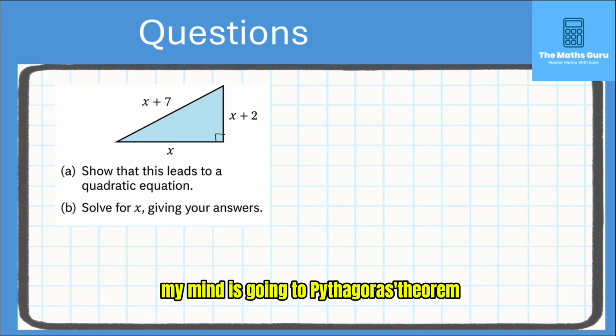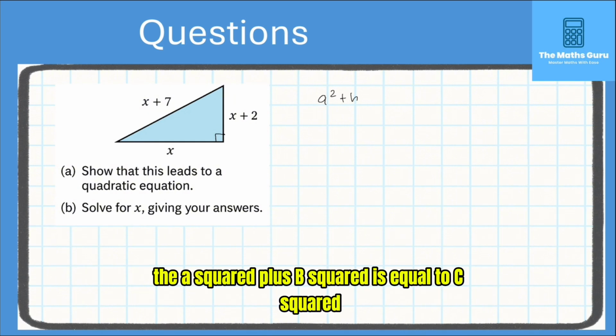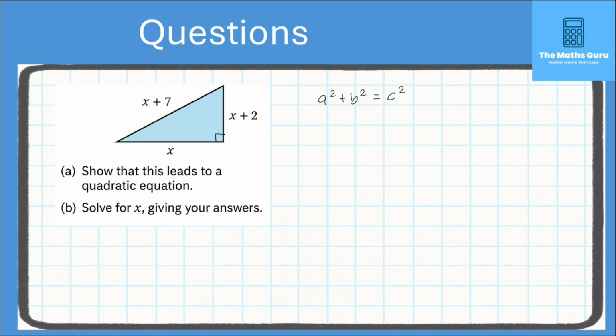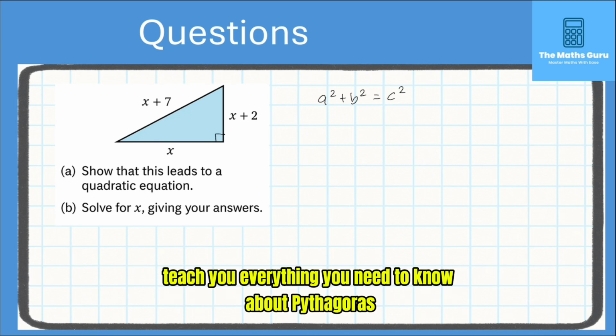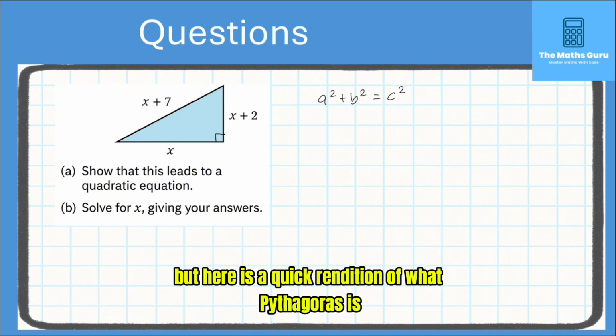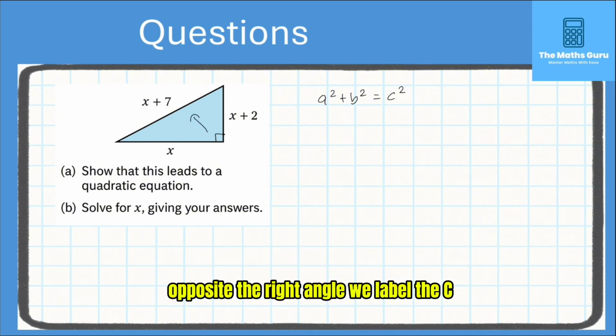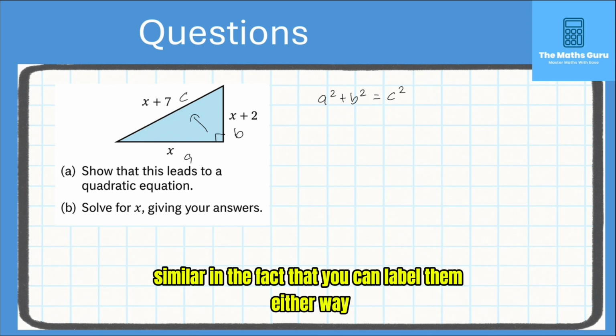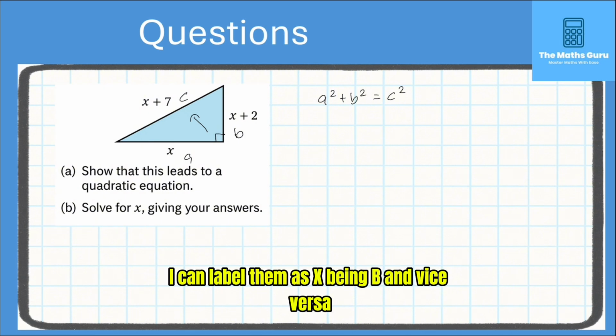Straight away, my mind is going to Pythagoras' theorem, which states that a squared plus b squared is equal to c squared. Now, if you're not confident on this topic, I do have a video in the playlist which will absolutely teach you everything you need to know about Pythagoras. But here is a quick rendition of what Pythagoras is. Opposite the right angle, we label this c, and a and b are similar in the fact that you can label them either way. I can label them as x being b and vice versa.